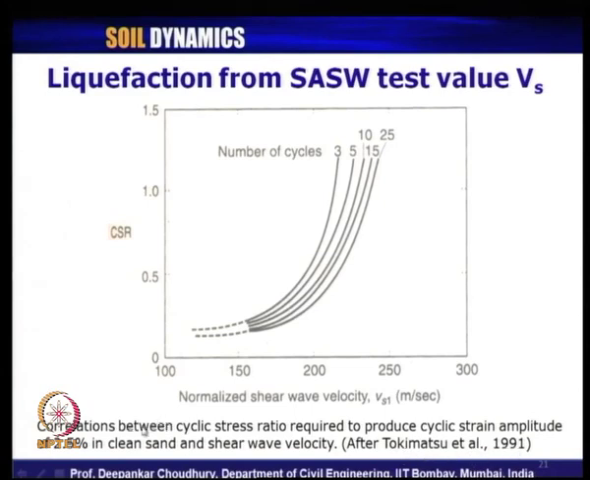In 1991. Correlations between cyclic stress ratio required to produce cyclic strain amplitude of about 2.5% in clean sand and the normalized shear wave velocity. Normalized shear wave velocity means shear wave velocity after doing the corrections, the corrected value of shear wave. Depending on number of cycles of loading, this is the typical variation of that CRR versus Vs1 as was proposed by Tokimatsu et al. in 1991.